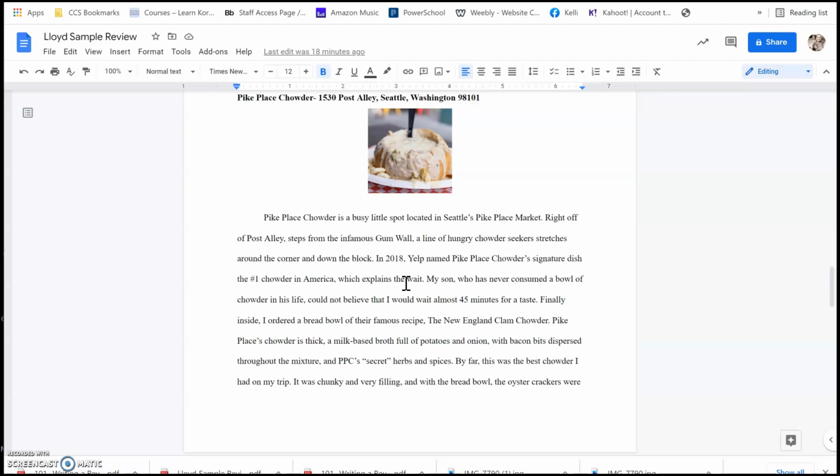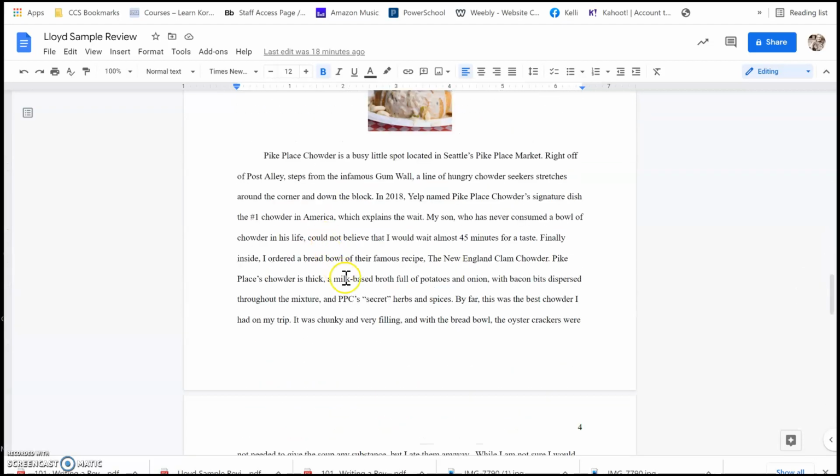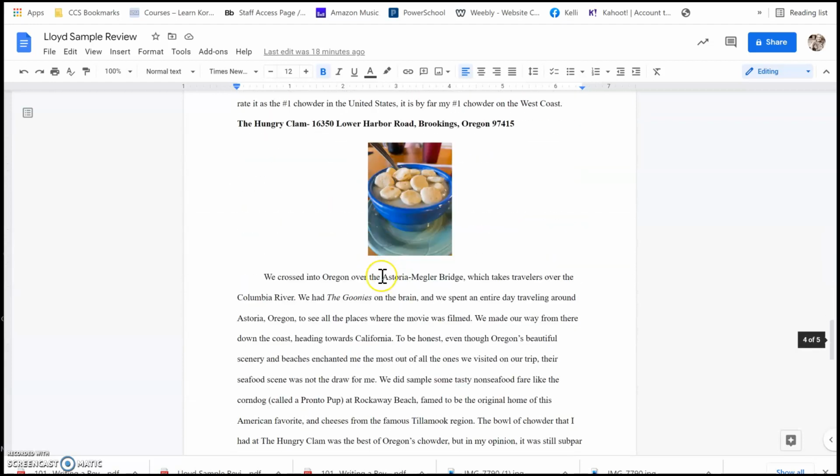And so my son was frustrated because we were waiting in line, but by God, I was going to try this chowder because we were there. Okay, so we waited 45 minutes to get to eat. I talk about the recipe that I order on the menu, and then I launch into my description of the chowder. And I'm using that criteria that I established up here in my what makes a good clam chowder as basis for my review. I talk about the way it's presented.